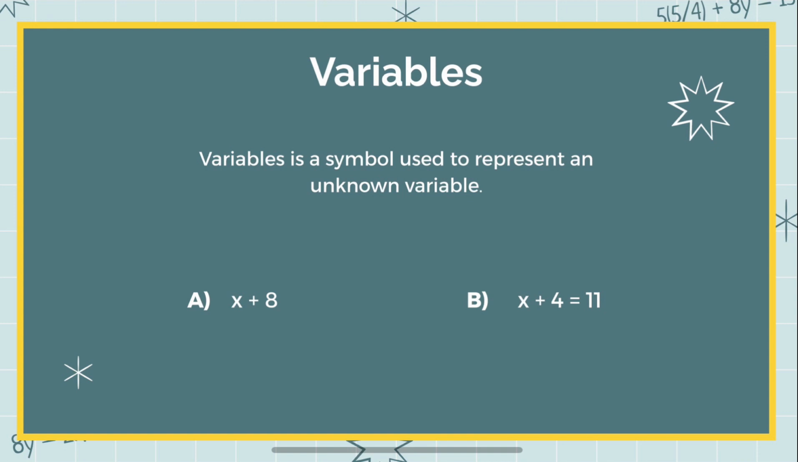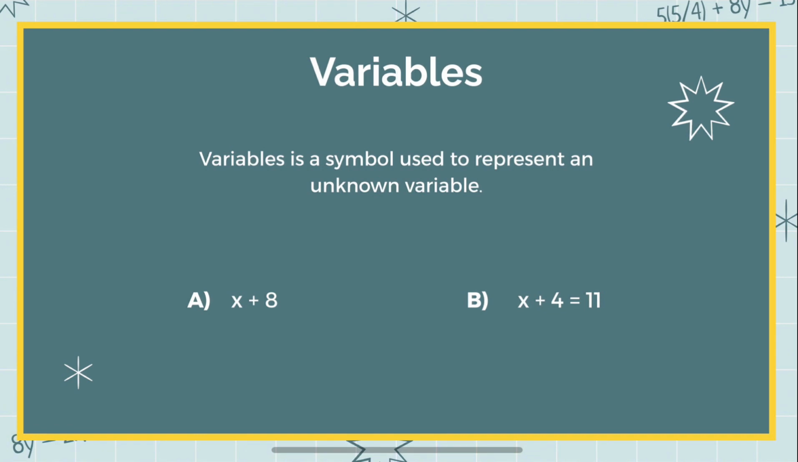Now in situation B, we have an equation x plus 4 equals 11. Now in this case, the value of the x is defined and it has to equal one thing. So for example here, we can solve this equation by subtracting 4 from both sides and we end up with x equals 7.